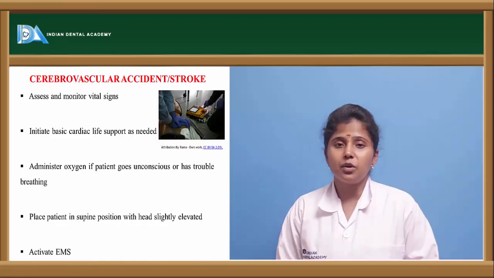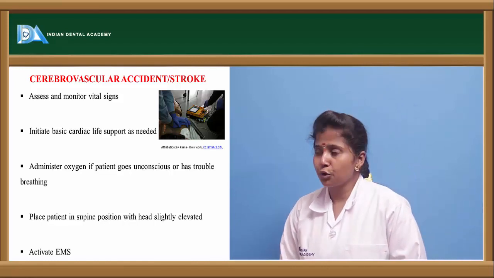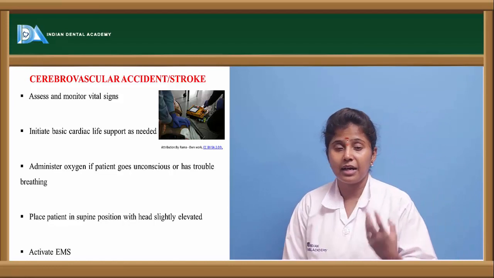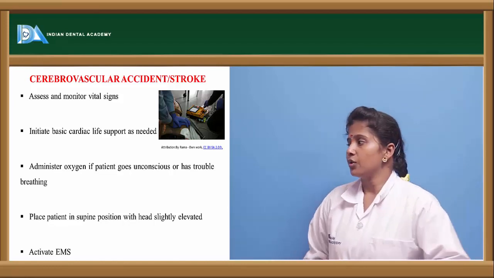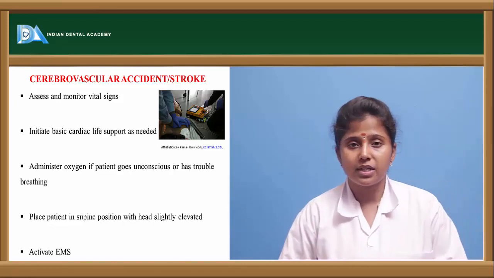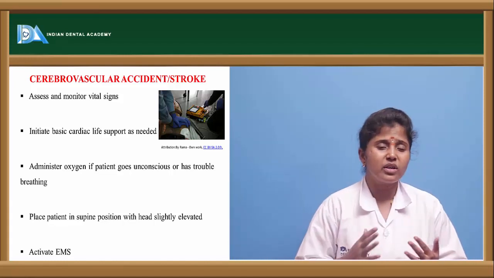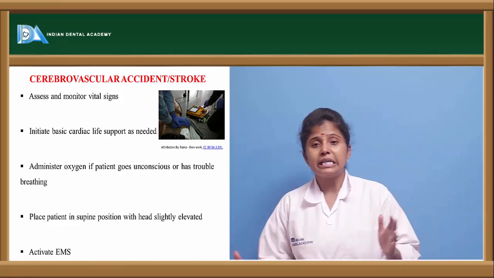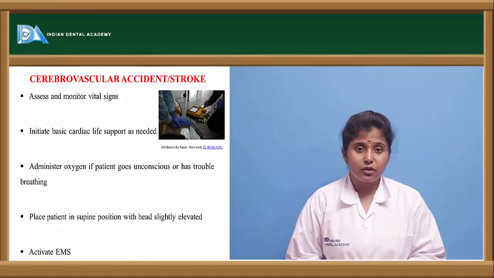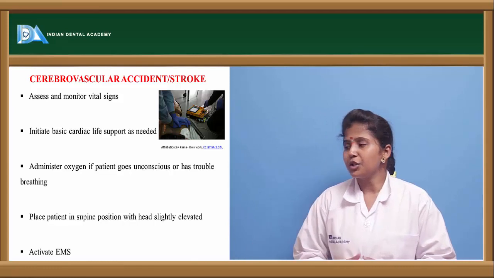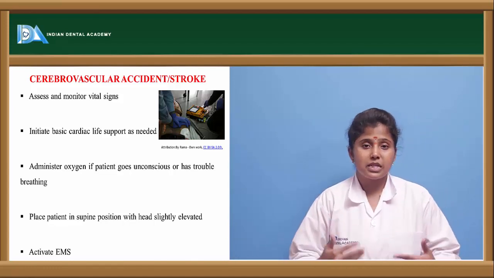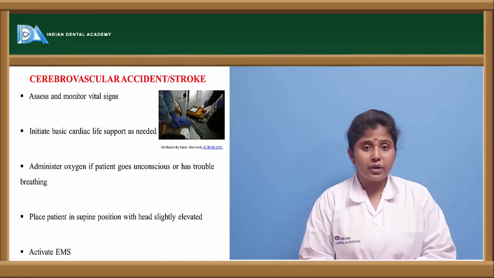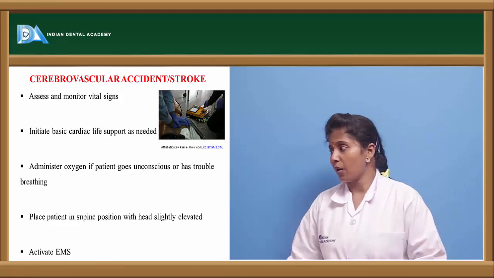The other one is cerebrovascular accident or stroke. If a person is having that emergency, then how can we treat? Here, assess and monitor the vital signs. Whatever the emergency may be, first we need to measure the vital signs, because ultimately any disease or disorder will affect the cardiac system. And initiate basic cardiac life support. If a person is unable to breathe or his heart rate is not proper, then we need to put pressure on the heart, and thereby the heart rate becomes proper.